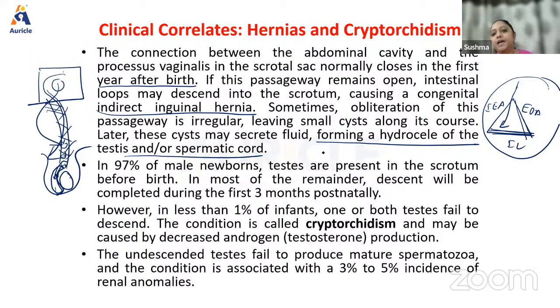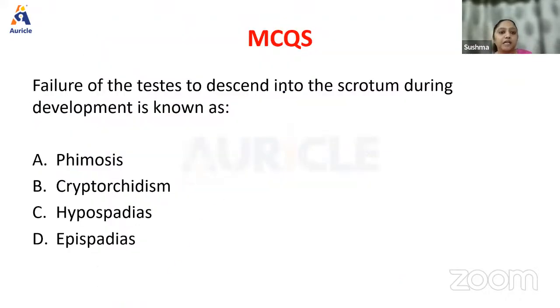Okay, in 99% of male newborns the testes are present in the scrotum before birth, and most of the remainder descend during the first 3 months postnatally. However, in 1% of infants, one or both testes fail to descend, which is called cryptorchidism, and may be caused by decreased androgen production. This undescended testis fails to produce mature spermatozoa, and most importantly, it is associated with seminoma. It can turn cancerous, so that is why surgeries are done in cases of cryptorchidism. Failure of the testis to descend into the scrotum during development is called cryptorchidism.